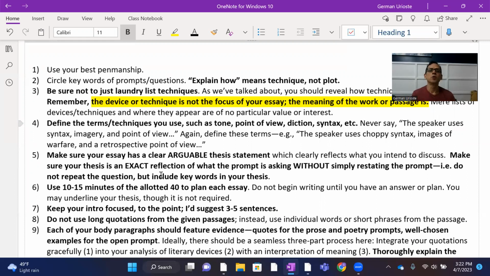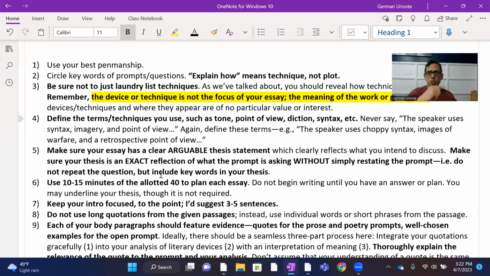Number 5, arguable thesis statement, right? Make sure your thesis is an exact reflection of what the prompt is asking you to do without just restating the prompt, right? And we looked at that earlier in those 3 videos where we walked you through the highlighting of the green and the yellow parts, right? That's what you want to do, right?